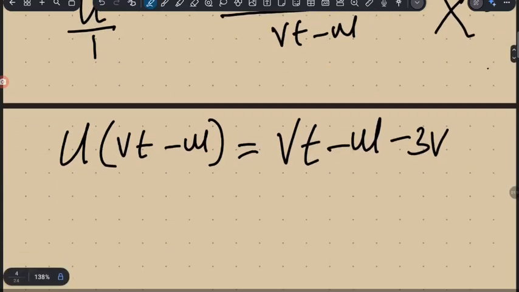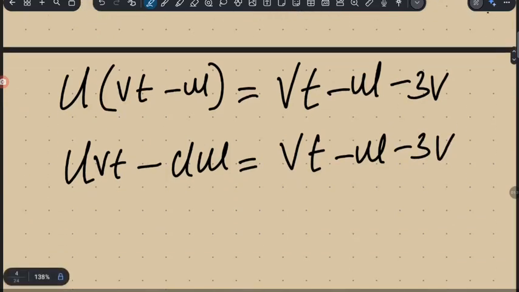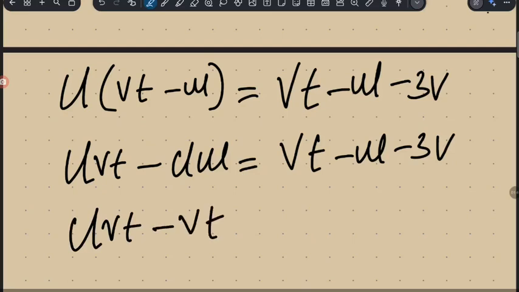So after we have reached this place, we now need to expand to have uvt minus uw is equal to vt minus w minus 3v. So what do we now need to do is that you collect the like terms, especially you group them, those that have t. So we have uvt minus vt is equal to, my vt here is plus before, so it will now change.